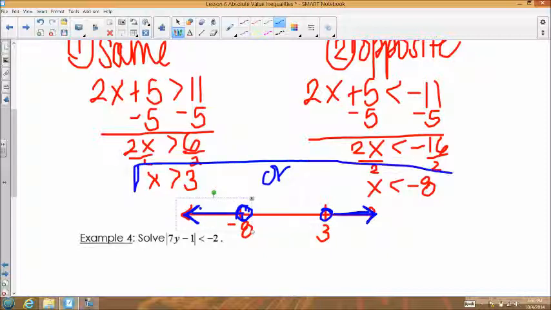So your solutions would be x is greater than 3 or x is less than -8.